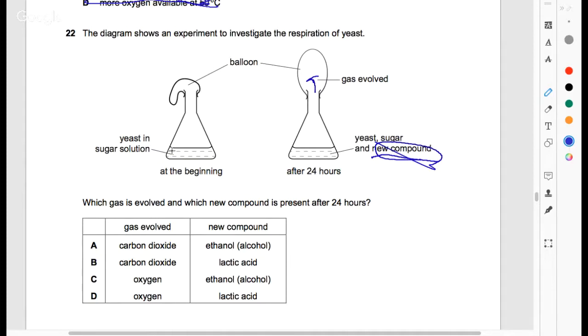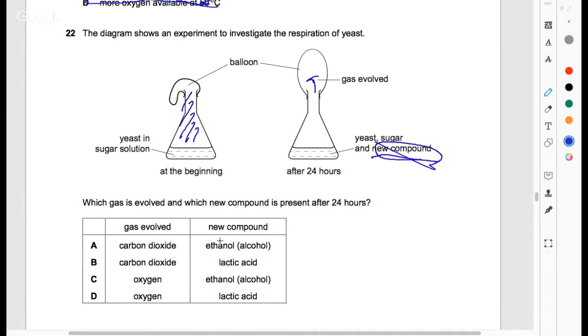So in this sealed container, we only have a very limited supply of oxygen. So only the oxygen that was in the balloon at the beginning and the oxygen that was in here to begin with. So not very much, and probably a tiny bit dissolved in solution. But after just an hour or two, the yeast has probably used up all of that oxygen and started to respire anaerobically. Respiring anaerobically in yeast, remember, produces ethanol and carbon dioxide.